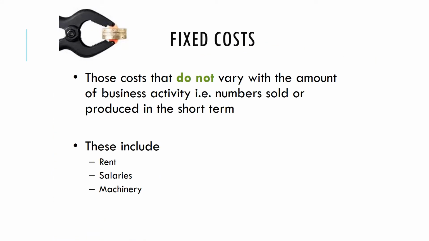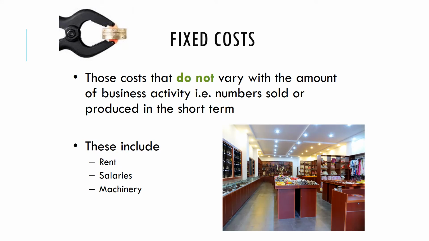Now, fixed costs are those costs that do not, and that's important, do not vary with the amount of business activity. By that we mean how many items are actually produced. So these might be rent or salaries or machinery. If we think about a business like this one here, what might be the costs that this business is paying out even though it's not selling any clothes or any jewellery? Well, if we look at the picture, the lighting, for example, that is still a cost the business pays, but it's not related to how many units they're selling. It's something they have to pay even if they don't sell any items. So we call those fixed costs.